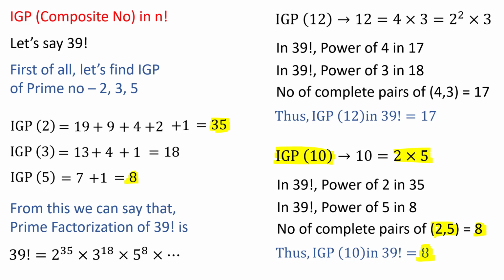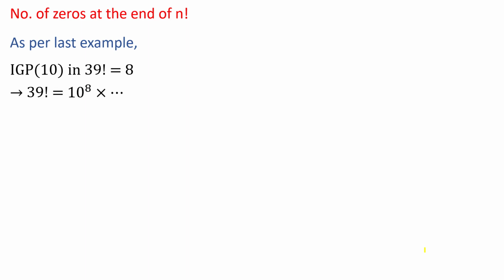Now let's move to the next part. The next part is how to find the number of zeros at the end of n factorial. As we saw in the previous example, IGP of 10 in 39 factorial is 8. Now what does it mean? In 39 factorial, the power of 10 is 8. So we can express 39 factorial as 10 to the power 8 into something. So from this we can say that 39 factorial ends with a total of 8 zeros.